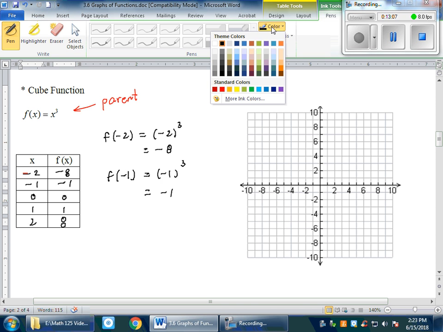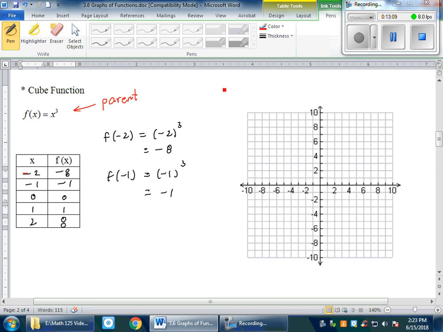So let's take a look at the shape of the parent graph of a cube function. At 0 it will be 0, and at 1 it will be 1. When x is 2, it will be 8. Then continuing, at -1 it will be -1, and at -2 it will be -8. So now we get the shape of the graph.